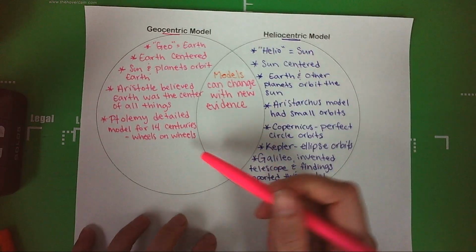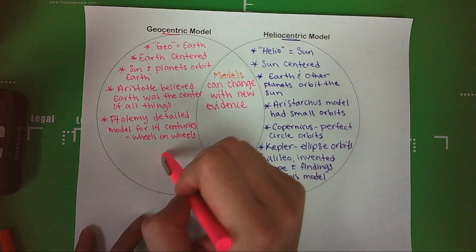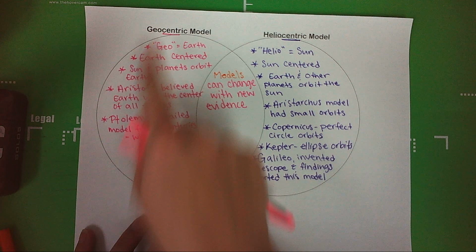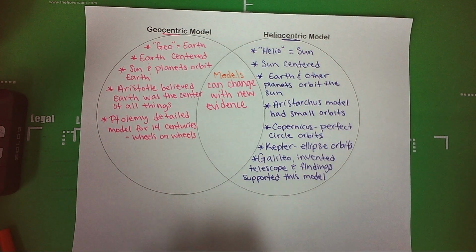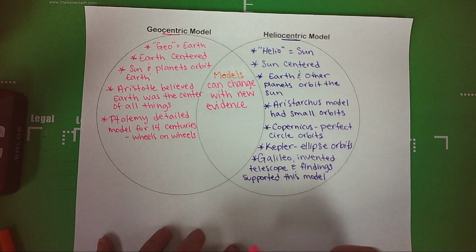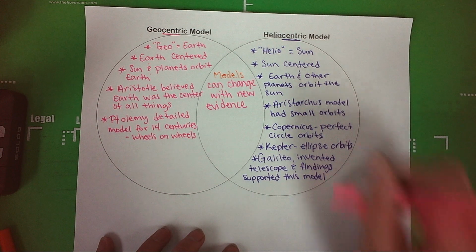Okay, and that should conclude. So this, again, this shows the geocentric model, and these traits go with that, and then the same on this side. And this really shows how both the models change with new evidence. So this is what we currently have evidence supporting.